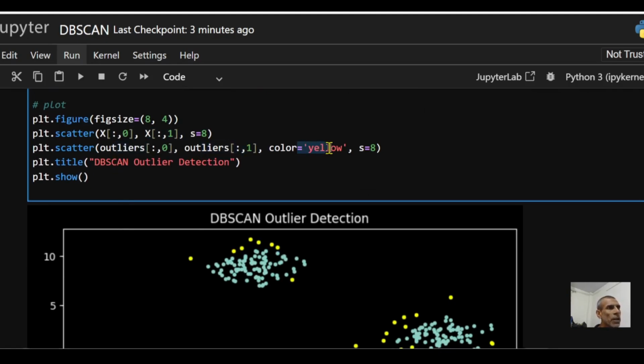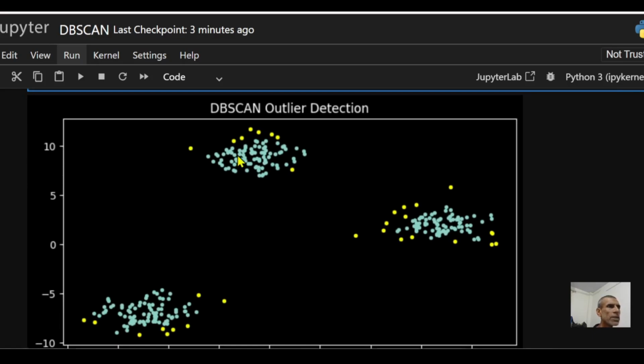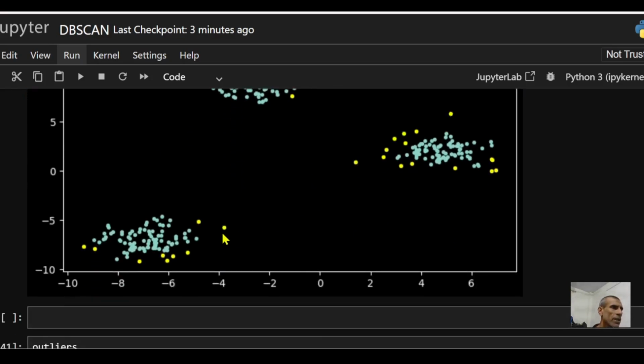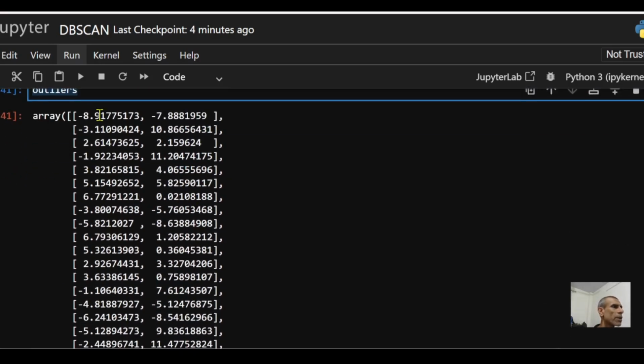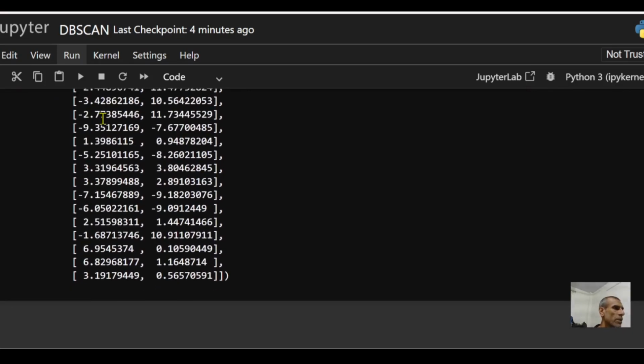And outliers, I'm putting color yellow. And as you can see, it plots this thing. You can see that these are my outliers: this one, this one, this one. These are my outlier points. All right, it did a good job. Now I want to see my outliers. So just write outliers and that's going to print out your outlier points, all of them, these right here.